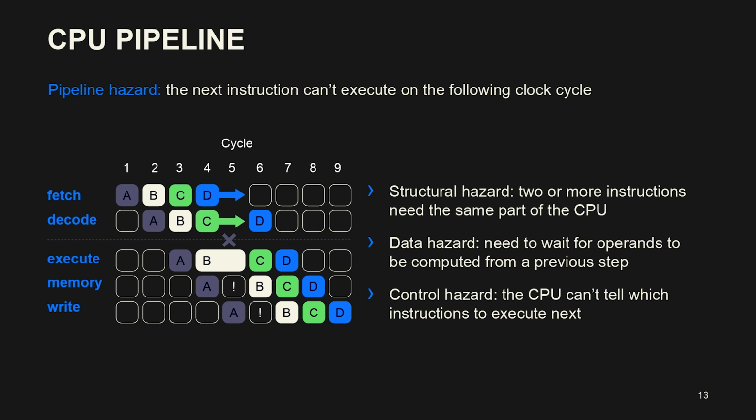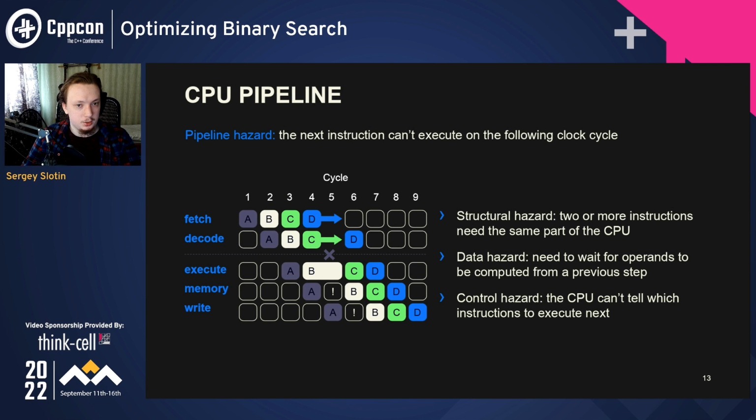Pipelining has a drawback in that if an instruction for whatever reason can't start executing on its designated clock cycle, the next instruction that depends on it has to wait, and also the next one, and the next, and so on, causing what's called a bubble that propagates down the pipeline and causes inefficiency. The reasons for these pipeline stalls are called hazards, and there are several ways they can occur. First, there are structural hazards, which is when there are two or more instructions that need the same part of the CPU at the same time.